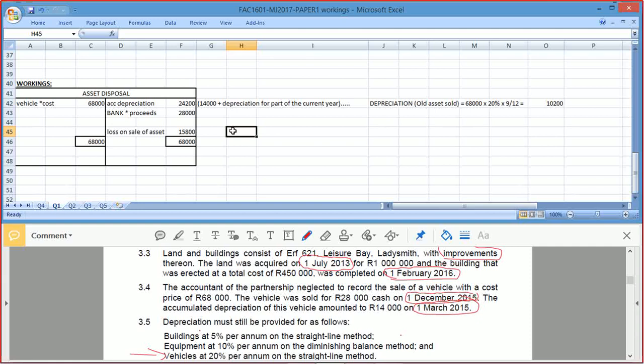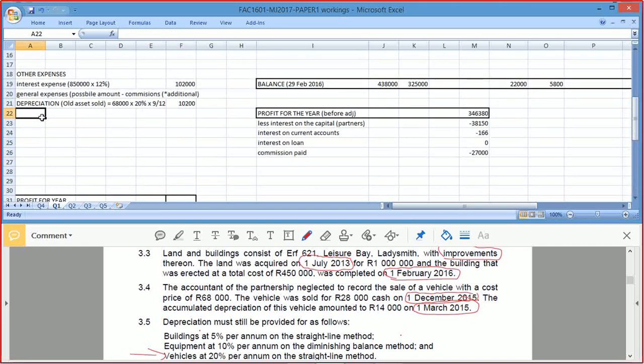Okay, there's a loss on sale because remember basics, debit the loss on sale, credit the asset disposal. When you sell assets at a loss, you need to incur an expense. And this expense is going to be disclosed as an expense. So there's a mark that you would show here, loss on sale of an asset or vehicles even.